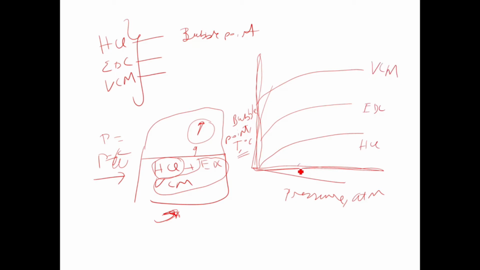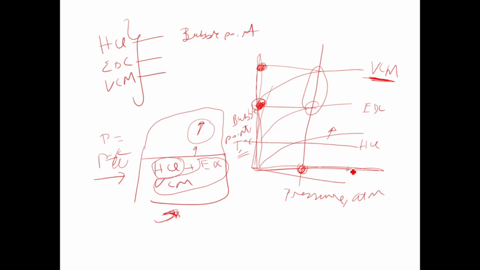So clearly, you pick a pressure here and then draw a line. Obviously at this particular temperature only HCl will start to boil, and the remaining ethylene dichloride and vinyl chloride monomer will still remain liquid until your temperature hits this point for ethylene dichloride, and this temperature for vinyl chloride monomer. I hope you all follow up to this point. This is not very difficult, it's really simple.